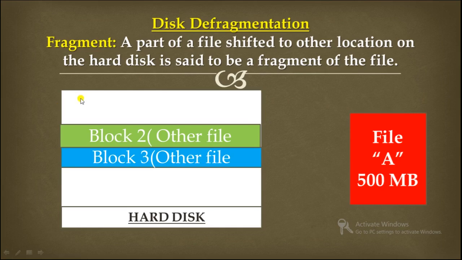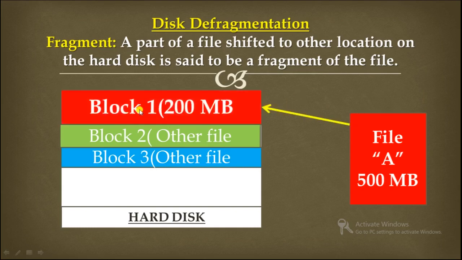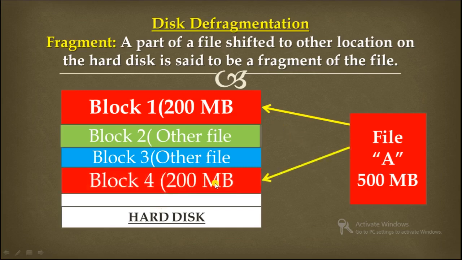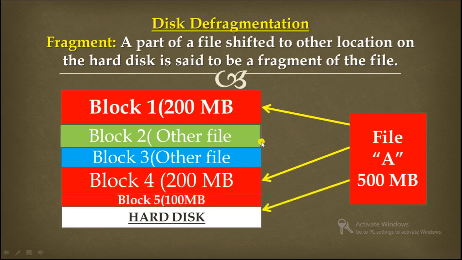The first block is free, so the operating system stores 200 MB in this block. Then it moves to the second block, but that is already full. Then the third block is also full. Then it moves to the fourth block, which is free, so the operating system stores 200 MB there. Then the fifth block stores 100 MB. This is how the operating system searches for free blocks and stores the data.